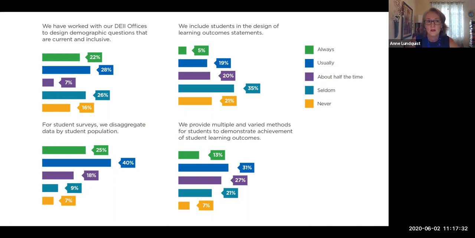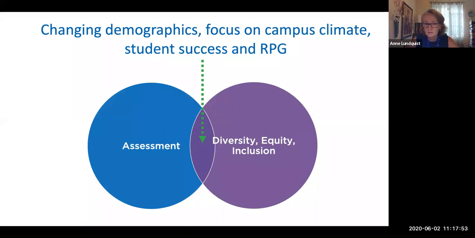demographic questions that are current and inclusive, including students in the design of learning outcome statements, disaggregating data by student population to better understand those various populations, and using multiple methods. So we'll explore some of these in a little bit, but these are just some ways that folks are working to bring these worlds together.